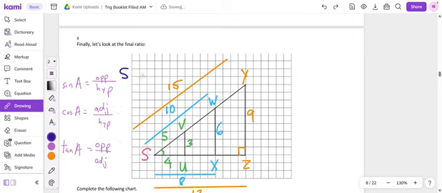Okay, so before we actually put the numbers in, I want to introduce you to the acronym SOHCAHTOA. So what is SOHCAHTOA? Well, the SO is that sine is opposite over hypotenuse. The CA is that cosine is adjacent over hypotenuse. And the TOA is that tangent is opposite over adjacent. This is what makes it easier to memorize those equations.